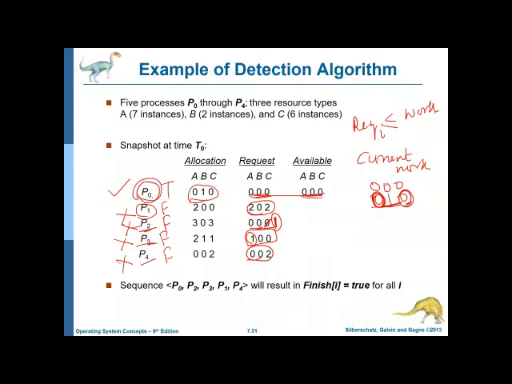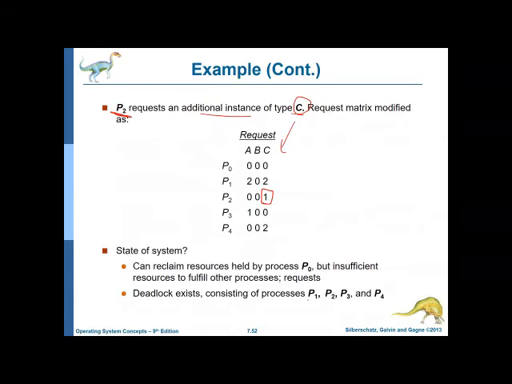So only process P0 was able to give to the memory availability pool to increase the number of available resources, and the rest of the processes did not contribute to increasing the current available or current work variable. So all the processes, P1, P2, P3, P4, are in deadlock. Only with the resources of P0, we could not satisfy P1 to P4. So this is how we detect a deadlock in a system.